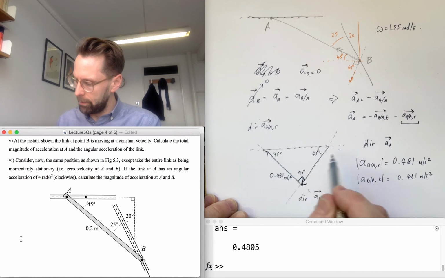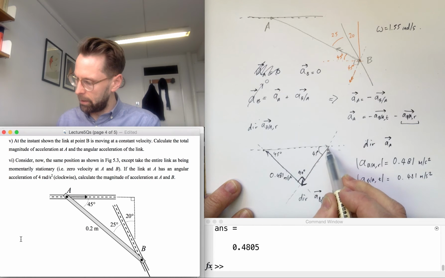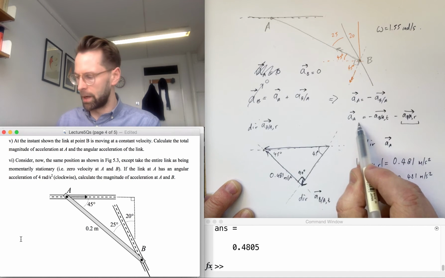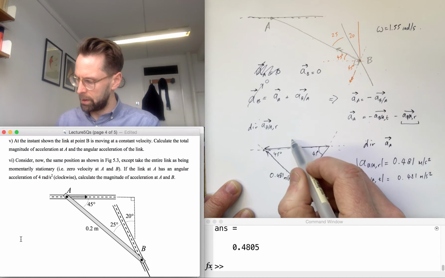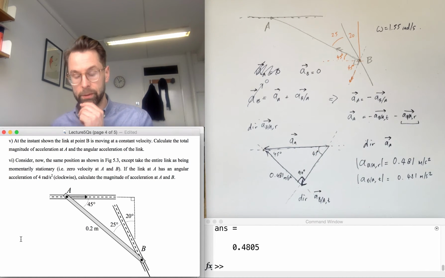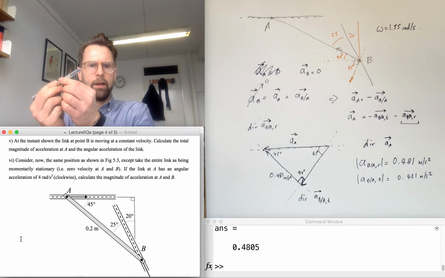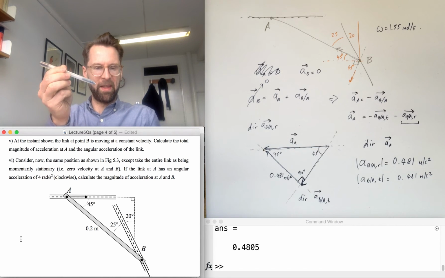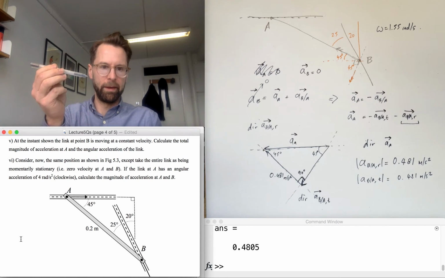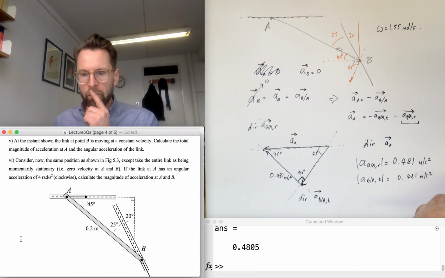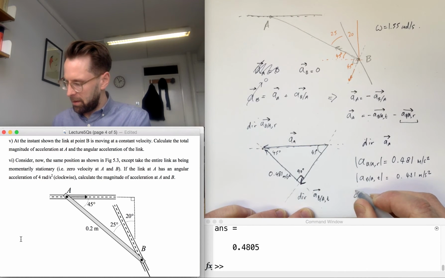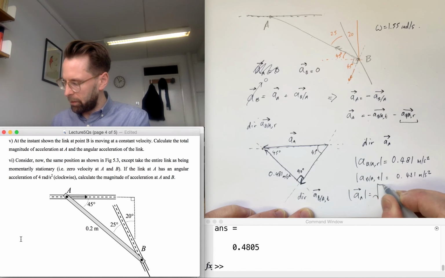So the total acceleration of A is going to be in this direction, because there's a negative sign in front of both of these two vectors. So this is the acceleration of A. So it's slowing down. So if that's your link, it's going like that, so it's slowing down like that. You see what I mean? We can calculate what that magnitude is by Pythagoras. So that's the square root of these two components, which is 0.481 squared plus 0.481 squared.